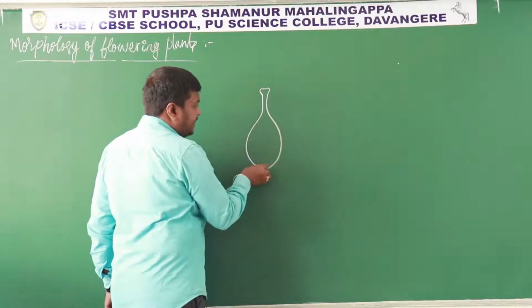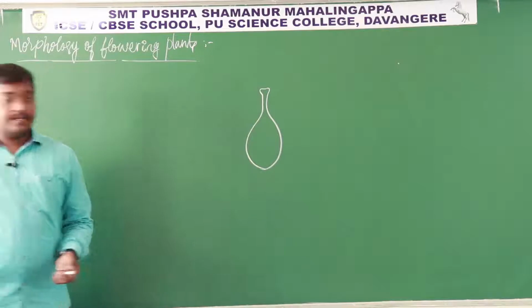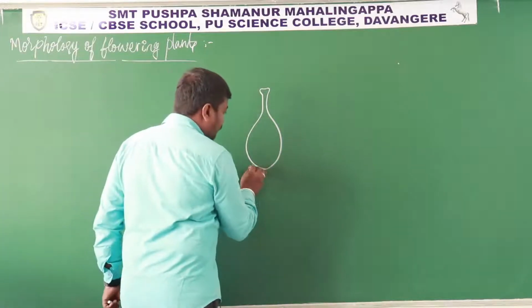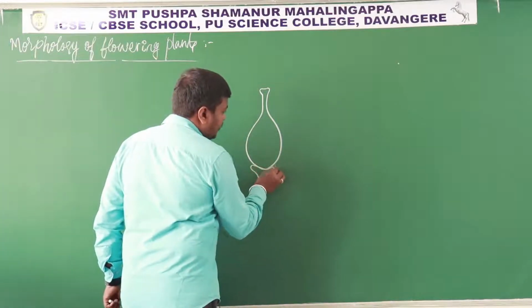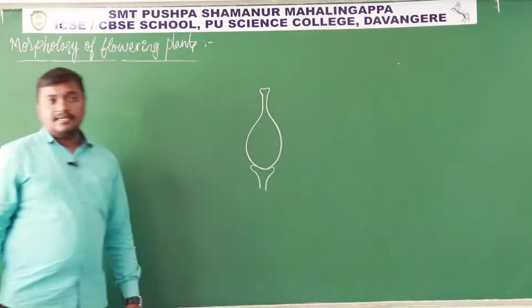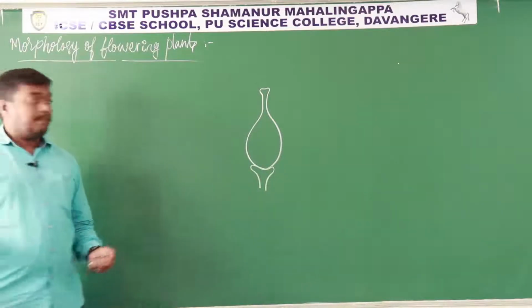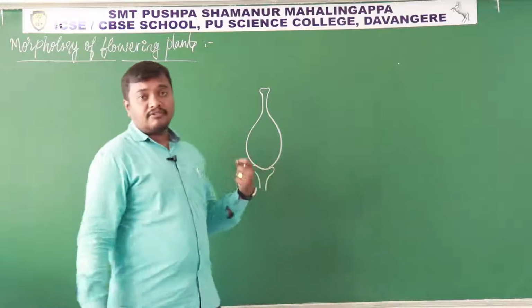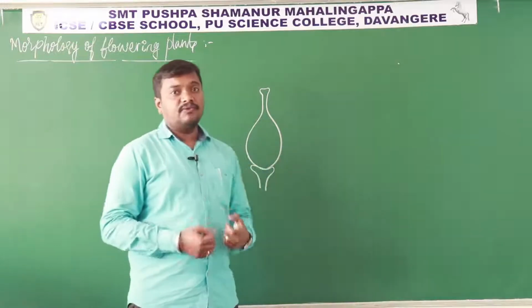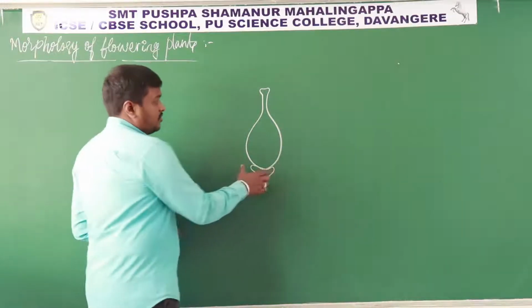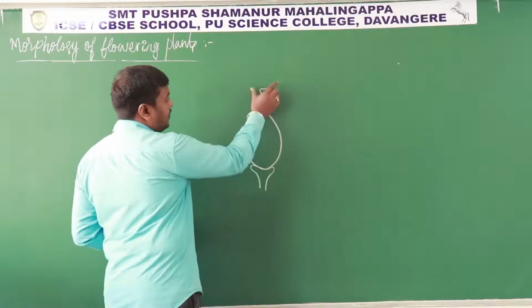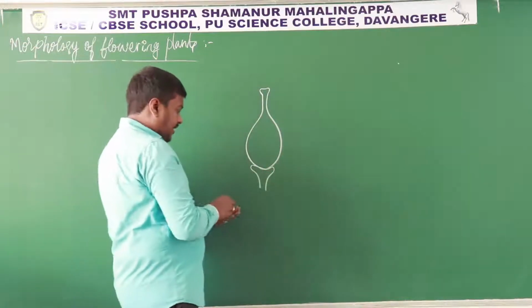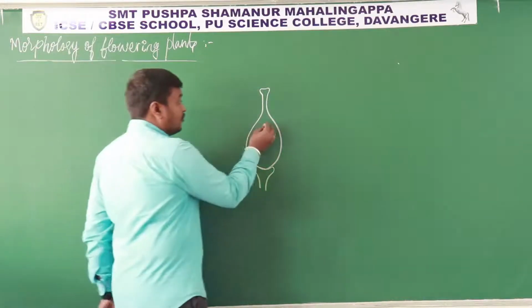Within the ovary is the ovule, and these ovules are arranged in a specific pattern. That specific pattern, the arrangement of ovules inside the ovary, is called placentation. So this is the swollen part, the ovary, then the style and stigma. This is the thalamus, and inside it has the ovule.